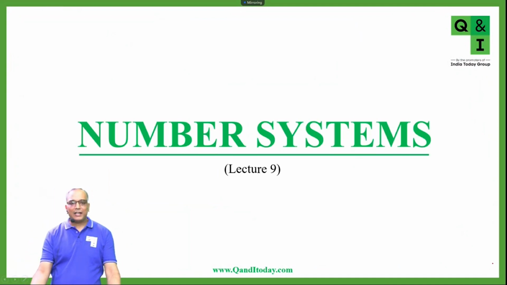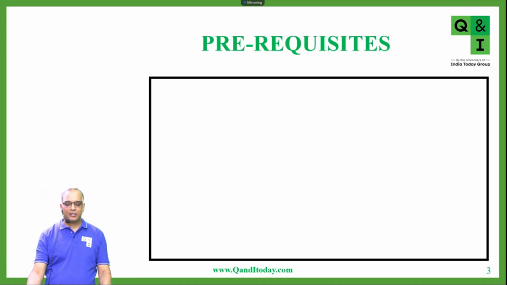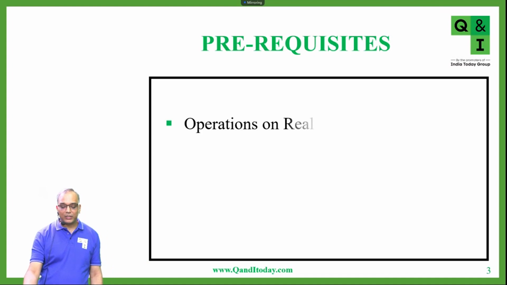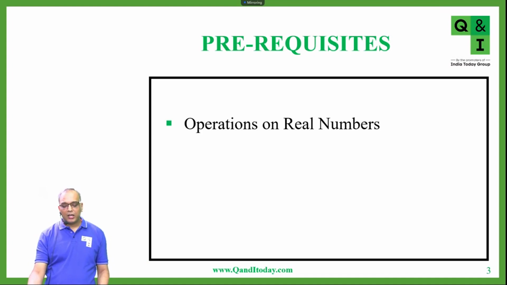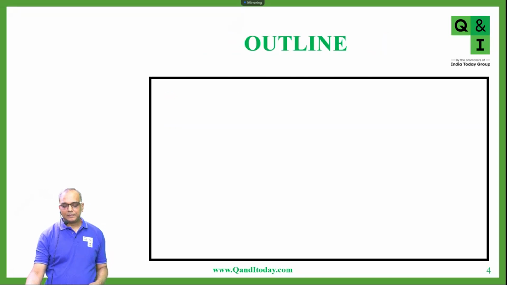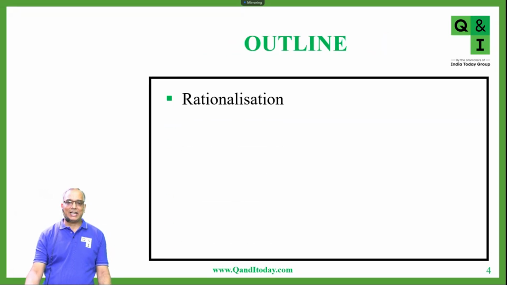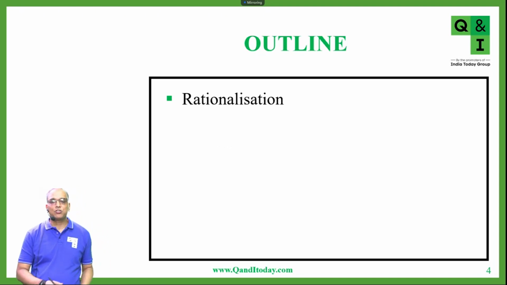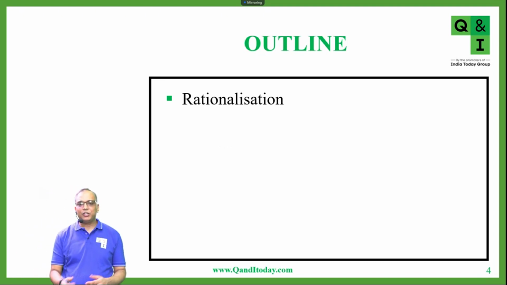So as I said, we'll continue with this chapter number system. Today we are on the ninth lecture of this chapter. And the prerequisites for today's class is you should know the operations on real numbers, that is addition, subtraction, multiplication, and division. And you should know about the concept of real numbers. The outline for today's class, students, is we'll be doing rationalization. So we had started this topic in the previous class. We'll continue with this.